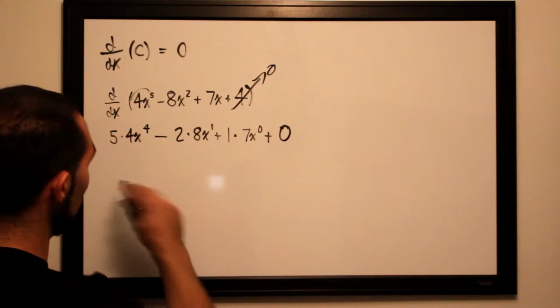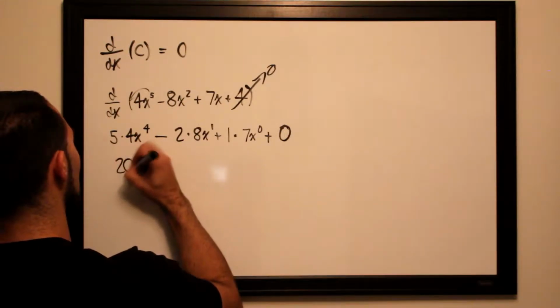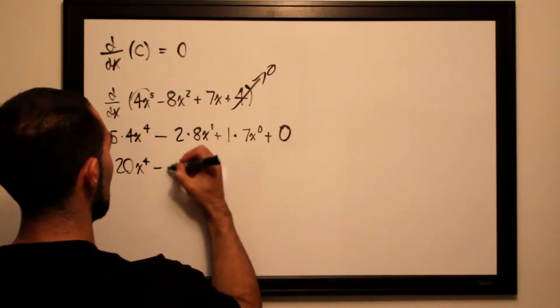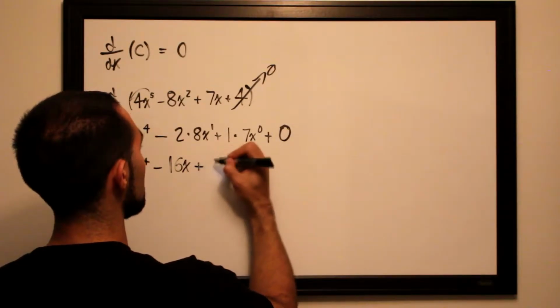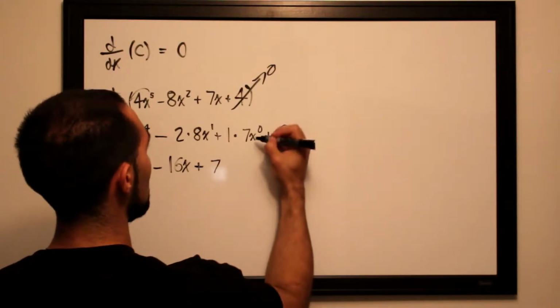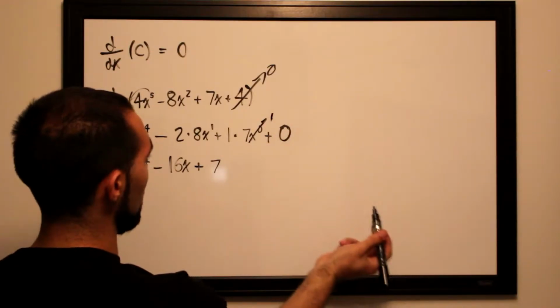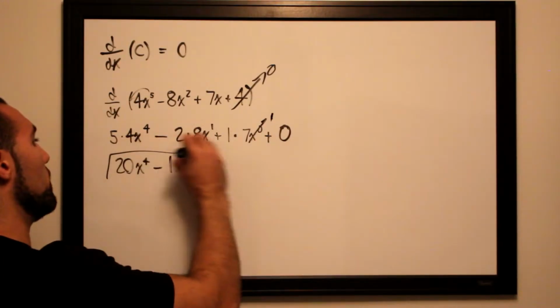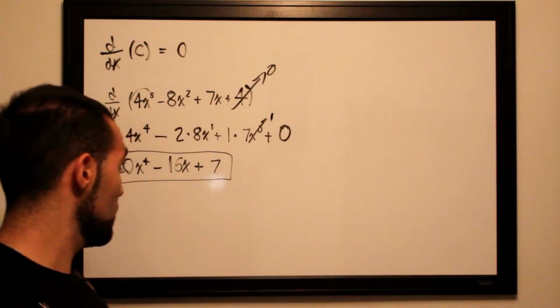Let's clean this up a little bit. If we wanted to simplify this, this would become 20x to the 4th minus 16x plus 7. x to the 0 simply becomes 1, so all we'll be left with is 1 multiplied by 7. So the derivative of the function is 20x to the 4th minus 16x plus 7.